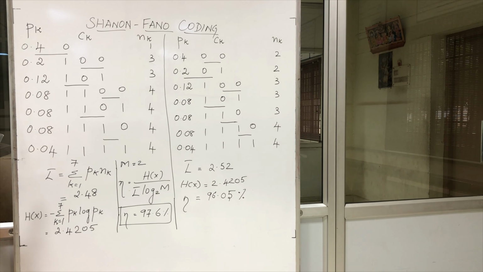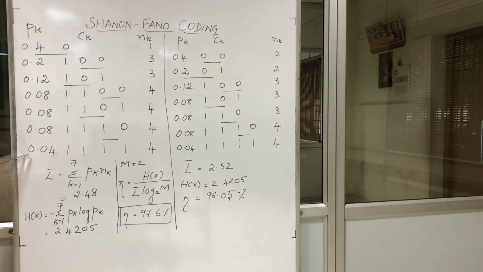This is a presentation on Shannon-Fano coding in two different methods, and we are going to see which is the best method and following which procedure. So first, consider the given probabilities. There are 7 probability values given. As per the procedure, the first step is to arrange the probabilities in decreasing order.